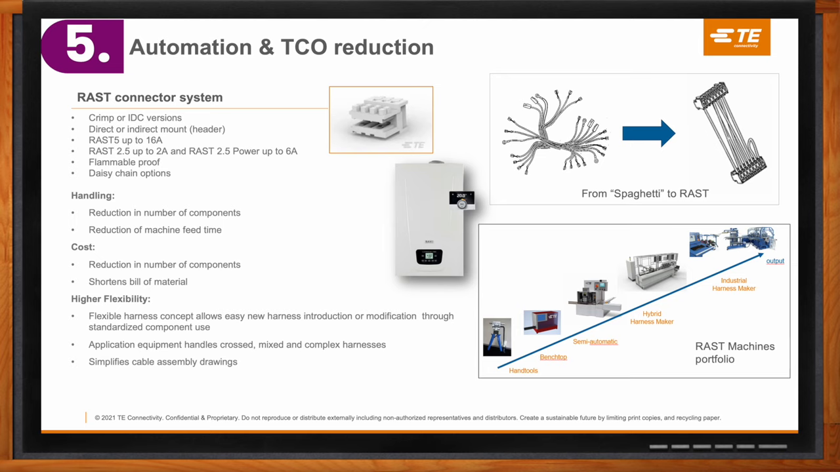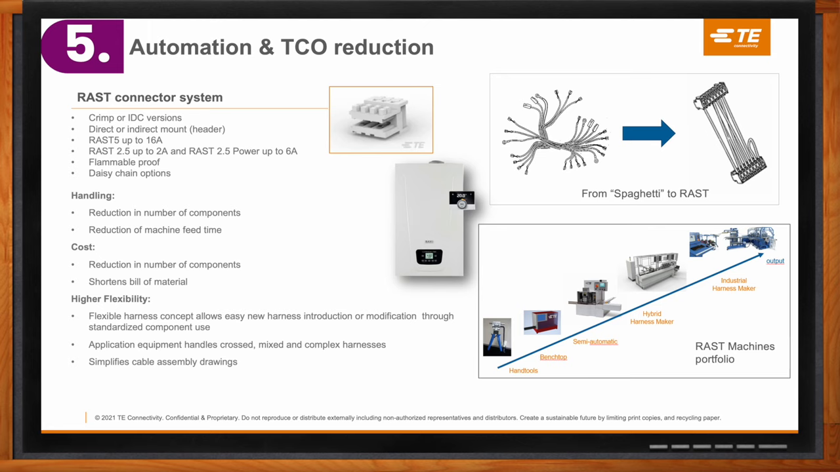Why? Well, the reason is very simple. This type of IDC connection, insulation displacement, allows the usage of very automatic machines. And we do have at TE a complete offer, not only in connectors from the Rast 2.5 up to the Rast 5 versions, but also we develop and manufacture our own Rast machines. The major benefit of these products is basically the fact that they help the customer in reducing the number of components that they have to use, and that they perform with a single connection at the application level, multiple pins.